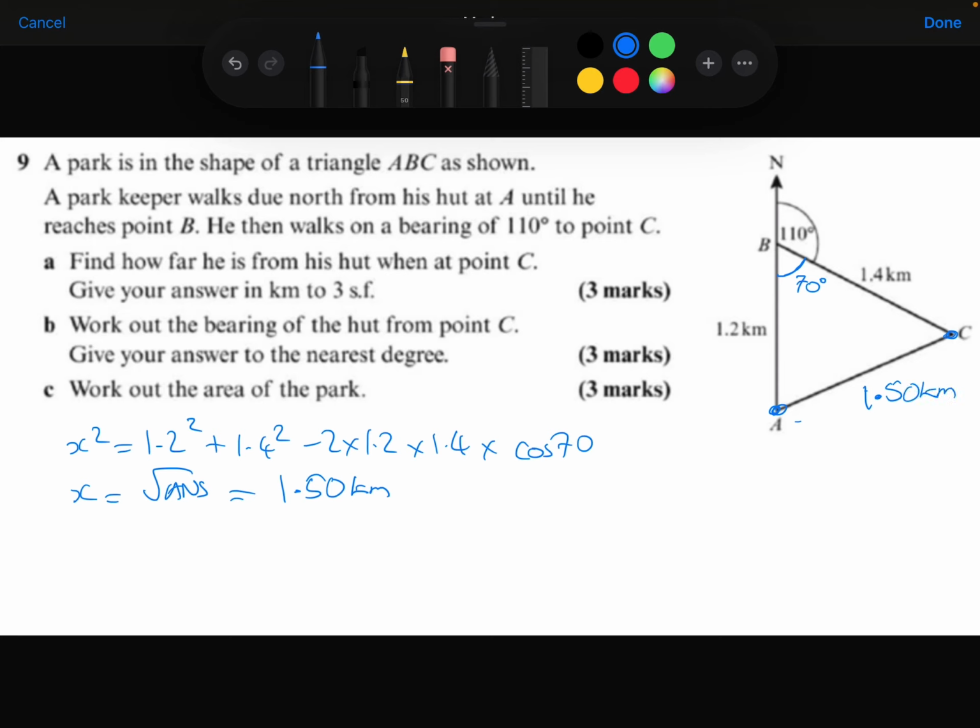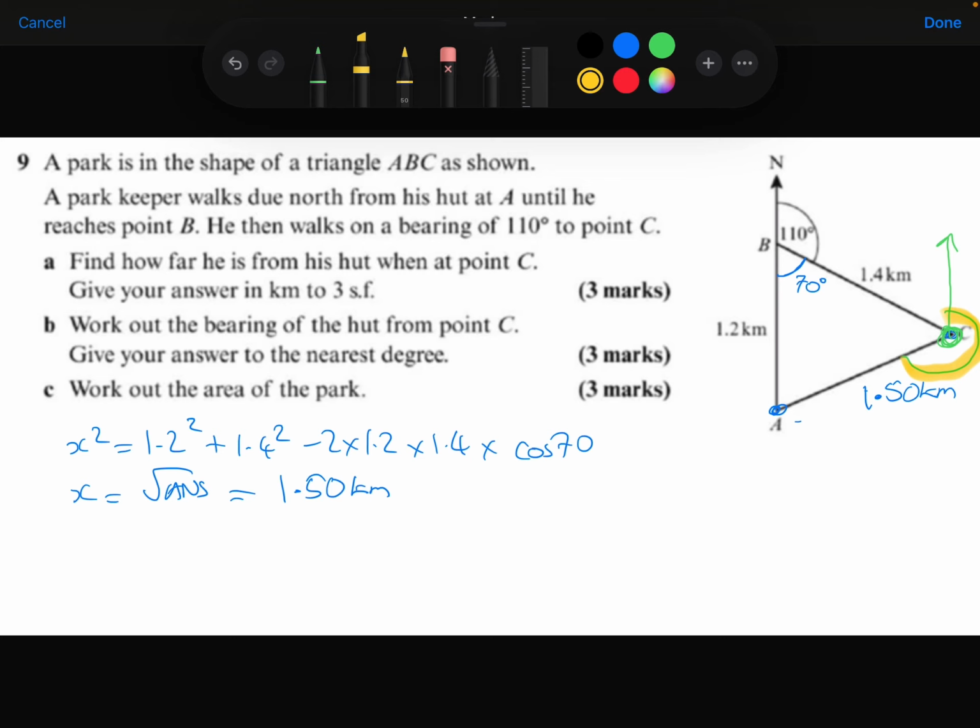Part B. Work out the bearing of the hut from point C. So if I put a north line at point C, the bearing of the hut is going down this way. So the bearing is going to be this angle here. Maybe I'll show that in yellow so it's a bit clearer. This angle here, that's the bearing clockwise from north to go from point C to the hut.